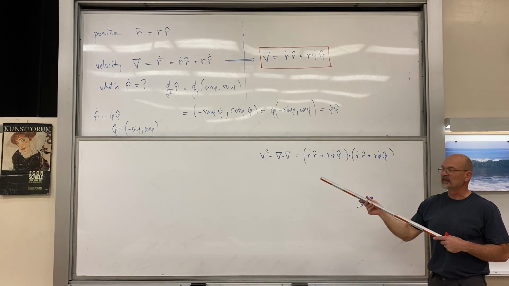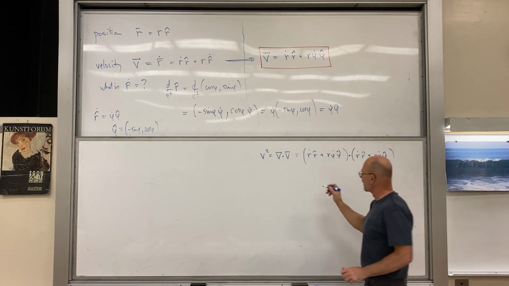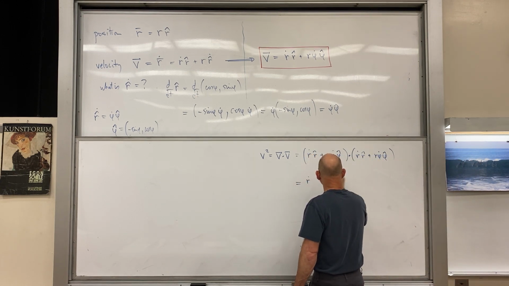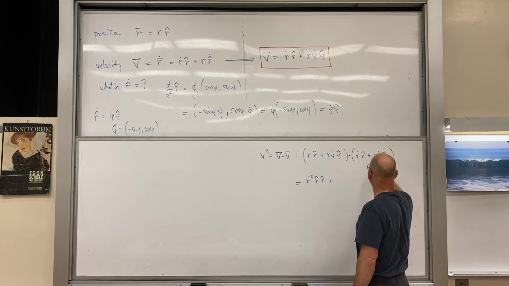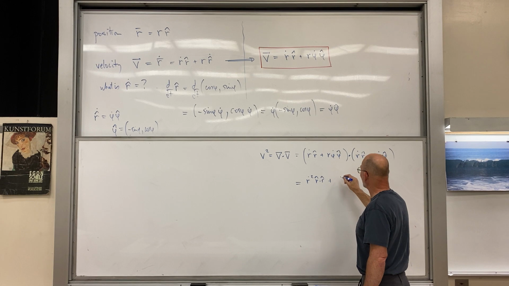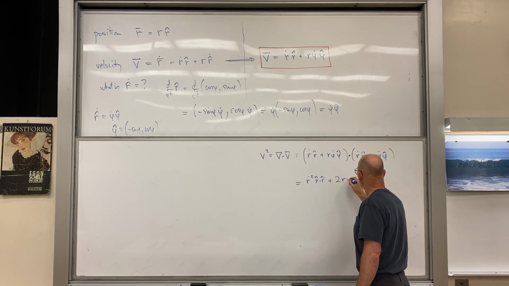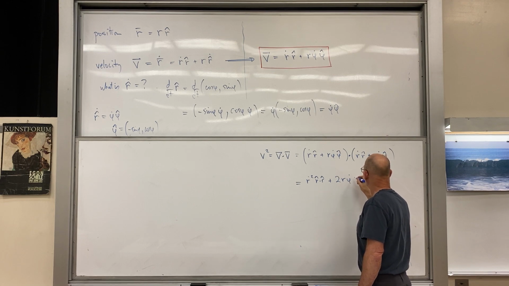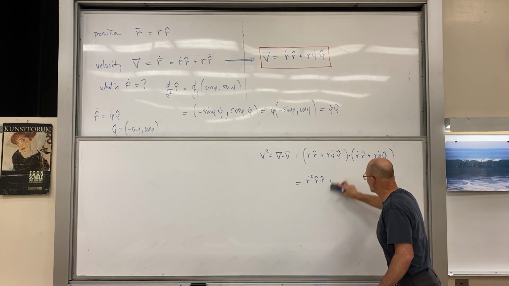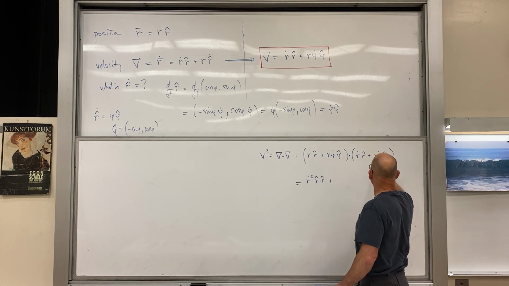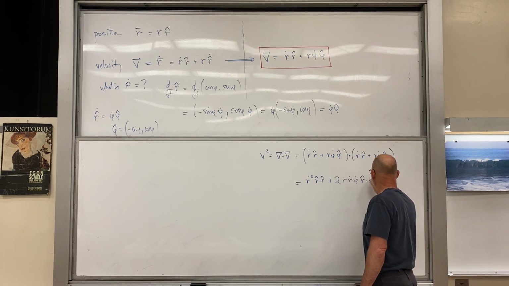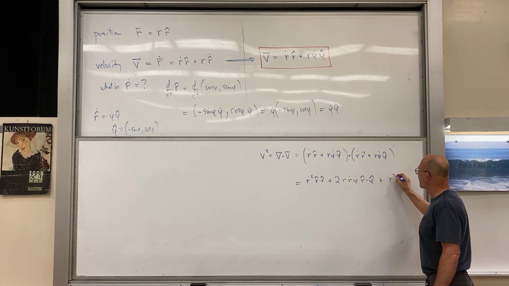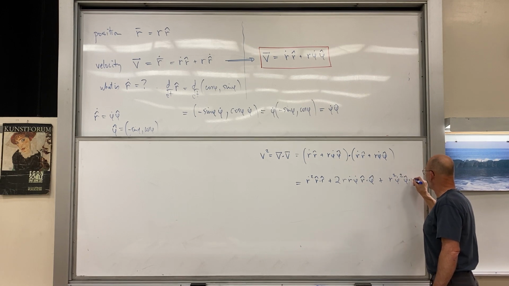Okay. So this gets interesting because we're just going to have four products here, and we're going to write them all out. So r dot squared, r hat dotted into itself, plus this outside and this inside are going to be the same. So we'll have plus 2 r dot r phi dot, r hat dot phi hat, and then the last one will be r squared phi dot squared, phi hat dot phi hat.